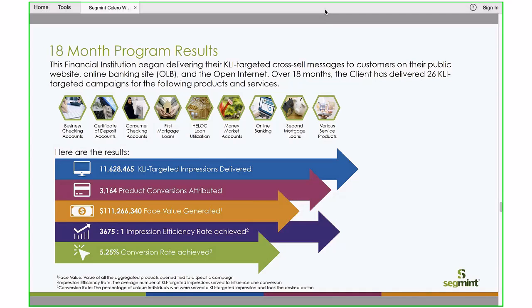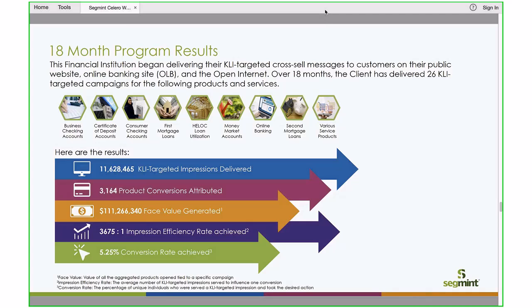So what you're looking at now is this particular institution started some cross-sell messages to their customers, to their members on their public website, on their online banking site, as well as on the open internet. And over 18 months, you can see the 26 KLI targeted campaigns they utilized. You can see the results on the bottom, and we will send this out, and this will be available to everyone who's on this webinar today, so you can dive into it a little bit deeper.